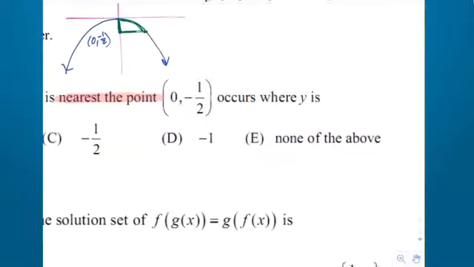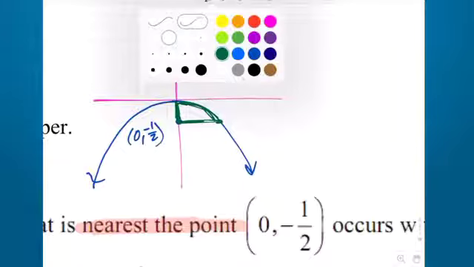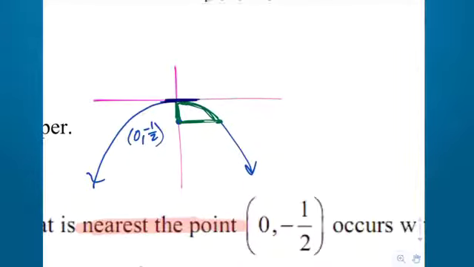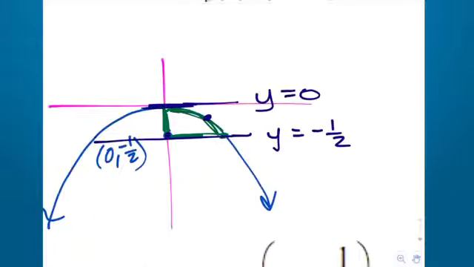But if you notice, it says occurs when y is what? So instead of limiting ourselves to x values, the y values it's going to live in are between here and here, somewhere between y equals 0 and y equals negative 1/2. Because if it's further away than y equals negative 1/2, it's definitely further away. But it could be some random point right here. We'll call that point x, comma y, and the distance between them big D.